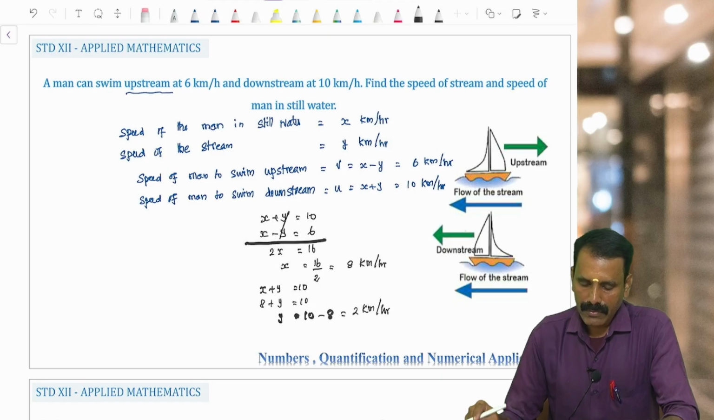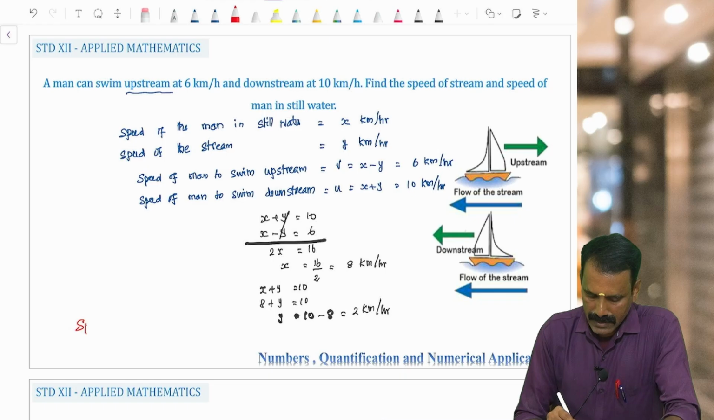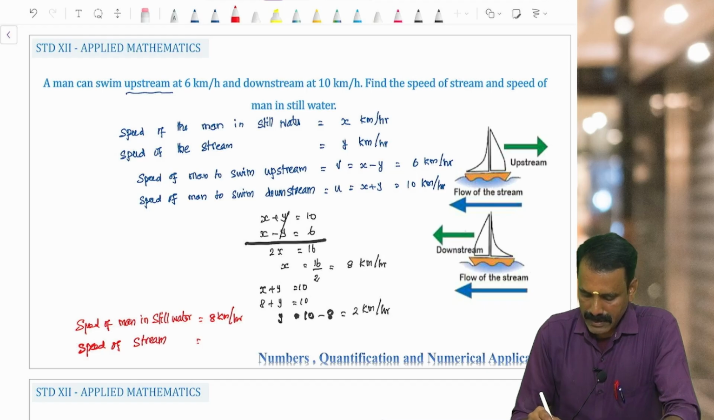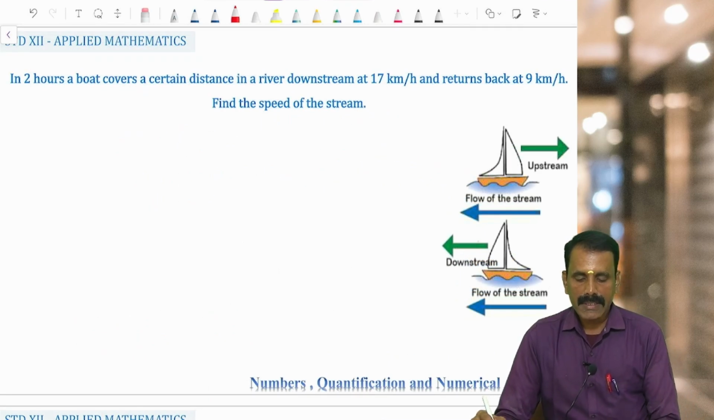So we found out the values that we require. So speed of man in still water is 8 km per hour. Speed of the stream is 2 km per hour.